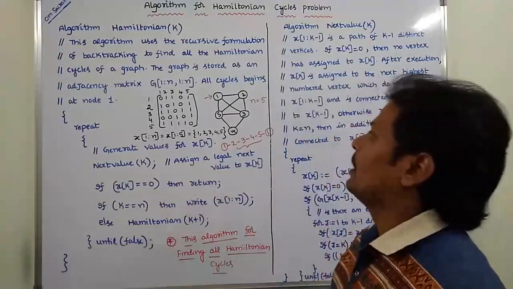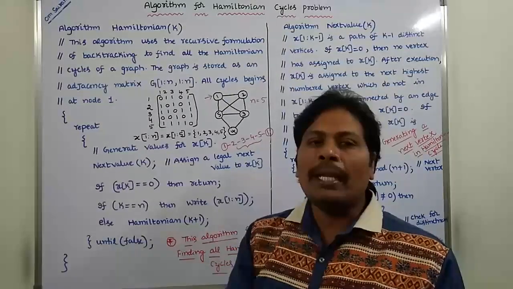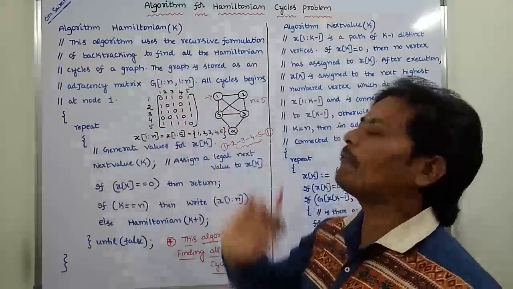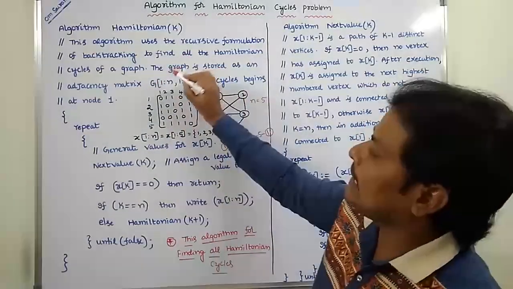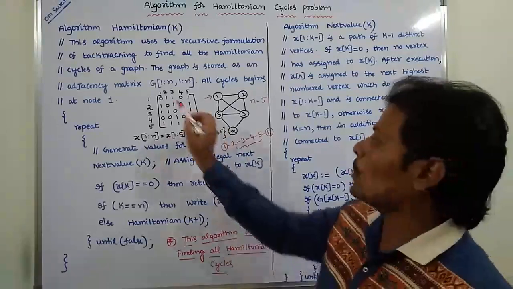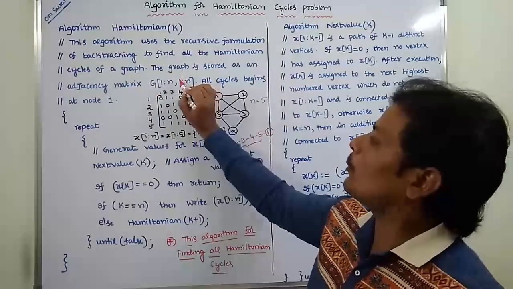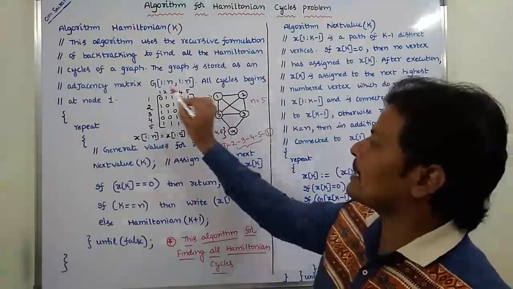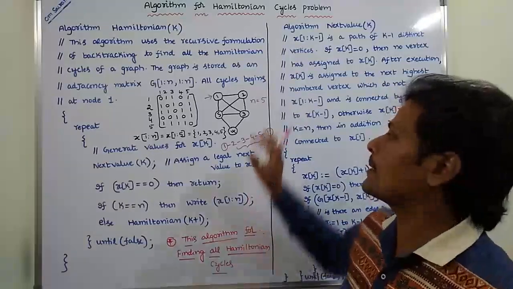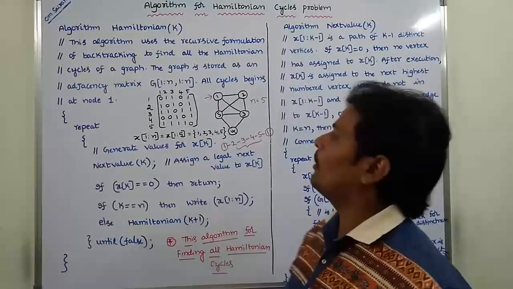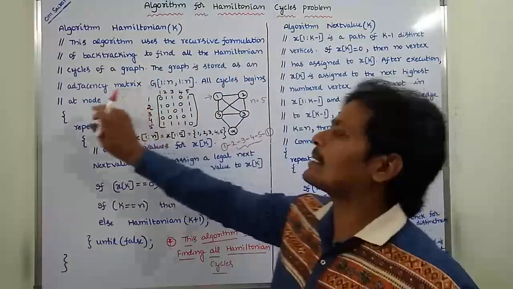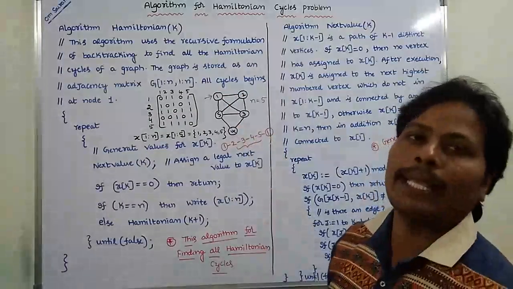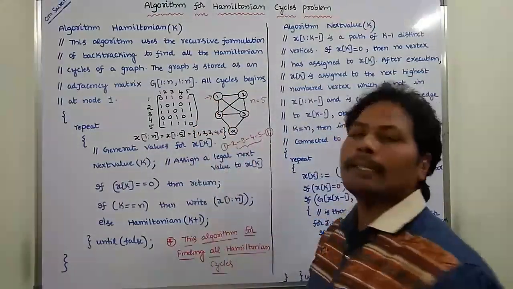This algorithm is used for finding all the Hamiltonian cycles present in the given graph by using recursion. Next, this graph is represented as an adjacency matrix, G of 1 to n comma 1 to n. The first 1 to n represents the rows, 1 to 5, and the second 1 to n represents the columns, 1 to 5. So this is the given adjacency matrix for this graph. All the Hamiltonian cycles begin at vertex 1.